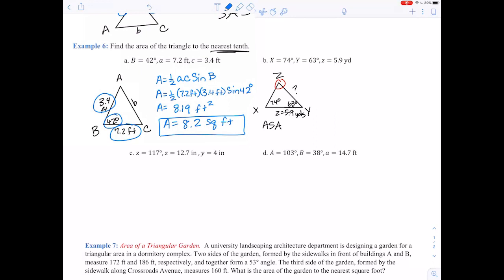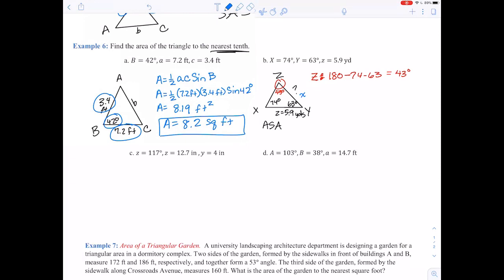I'm going to do my intermediate steps in red. First, I'm going to find angle Z by using the angle sum theorem. So Z is equal to 180 minus 74 minus 63. We plug that into our calculator and we get a measure of 43 degrees. I'm going to fill that in at 43 degrees. All right, now I feel like we have enough information to go ahead and find side X, because that's what I really want to know. What is X?